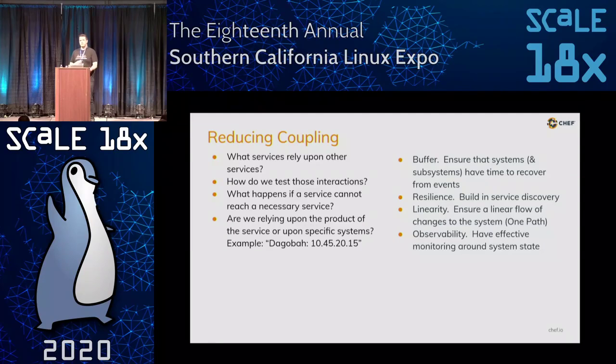Resilience. We want to build for resiliency, not redundancy. Things like service discovery, auto-scaling, things that allow us to make automatic decisions about bringing systems online or otherwise building through them is really important. Chaos engineering is a key component of building and testing resiliency. I'll talk about that a little bit more in just a minute. And again, linearity, a singular flow of changes to the system.